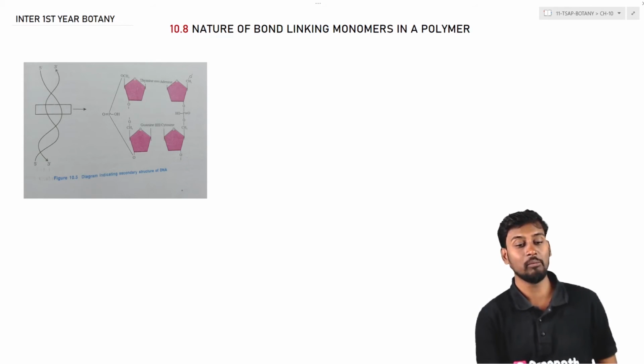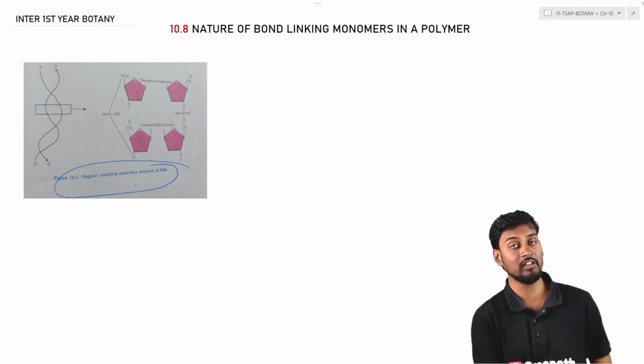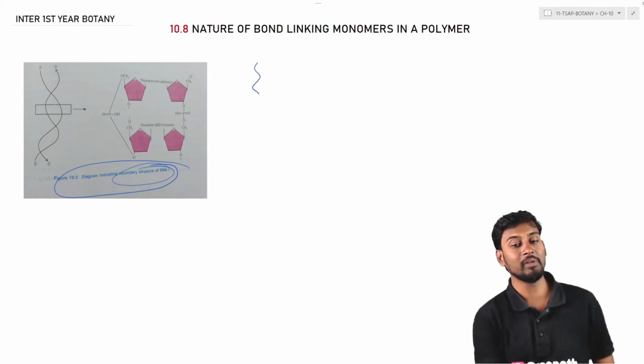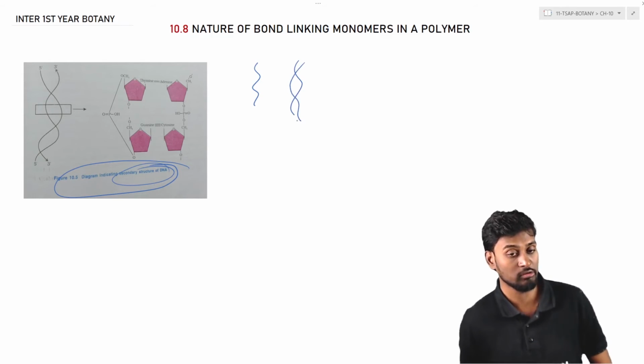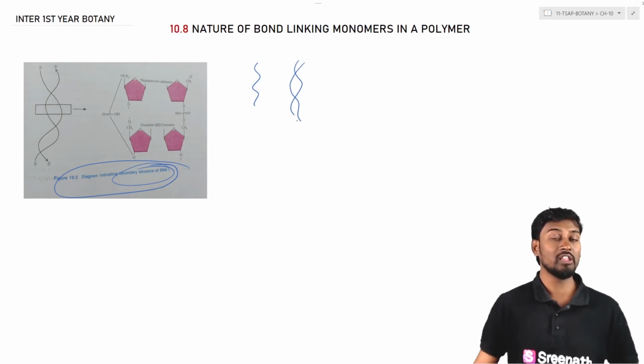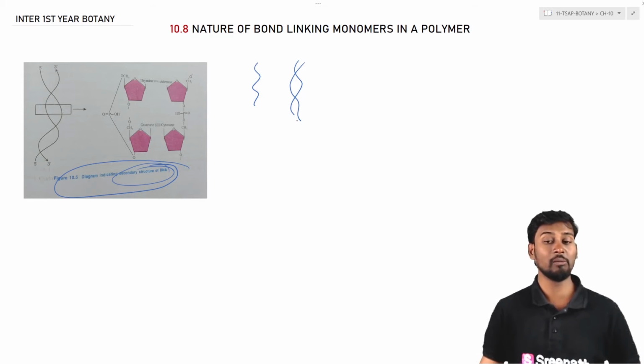Here, this polymeric molecule is generally showing the tertiary structure, that is the secondary structure of the DNA molecule. What we have to understand here is that the primary structure of the DNA molecule is nothing but a single stranded DNA molecule. Tertiary structure is nothing but the molecule which is showing the double stranded DNA molecule. So while discussing the nature of the bond that is linking the monomeric forms within the polymer of DNA molecule, that is the phosphodiester bond.